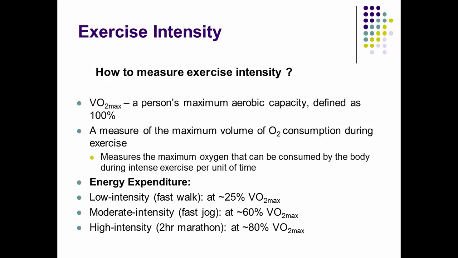So for example, for the energy expenditure, try to remember this percentage related to the different levels of intensity of exercise, right? Low intensity exercise, for example a fast walk: this type of exercise we only use 20% of our maximum oxygen capacity. Moderate intensity, for example a faster jog, uses 60% of VO2 max. And high intensity exercise, for example 2 to 3 hour marathon running, we usually use 80% of our maximum oxygen capacity, right?